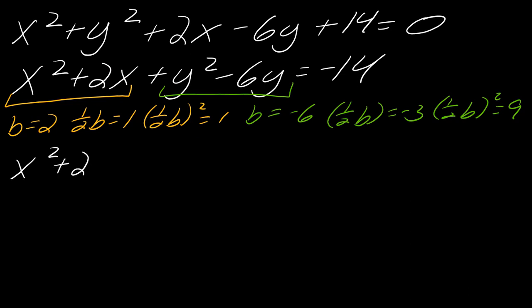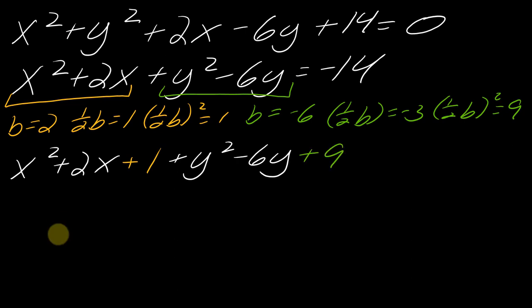So I've got x squared plus 2x, and then I'm going to add in that half b squared of 1. And then I have the y squared minus the 6y, and I'm going to add in that 9. Now, because I've added a 1 and a 9 to one side of the equation, the reason why we add it to the other side is that's the only way you can keep the equation balanced, right? Otherwise, you've got a lopsided equation. You added numbers to one side, but not to the other, so then it would no longer be equal.